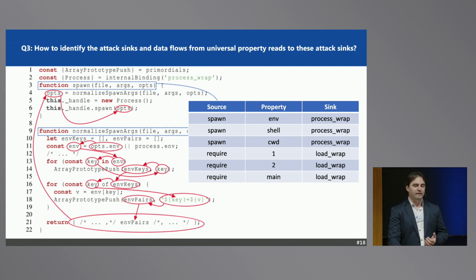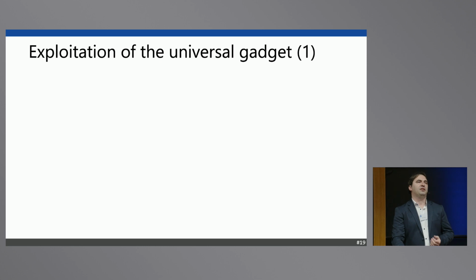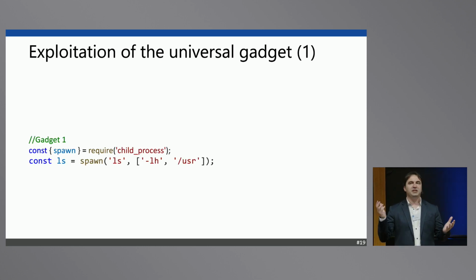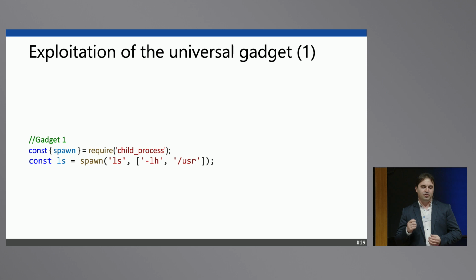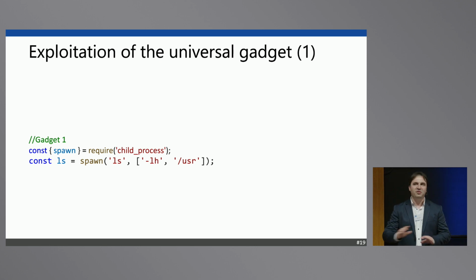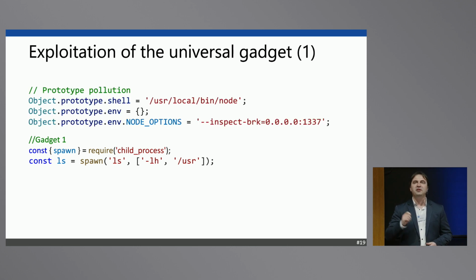OK? So let's take a look at those. So I have my application here. It's very simple code. I just call a library I want to reuse. It's called child process. And then I call this spawn function, which is just listing the list of files in my directory. There is no control of the attacker at all here. If you look at the arguments, they're just constants. I'm just listing the files in the directory. Okay? So now what happens if you manage to control these three properties that I showed you before?